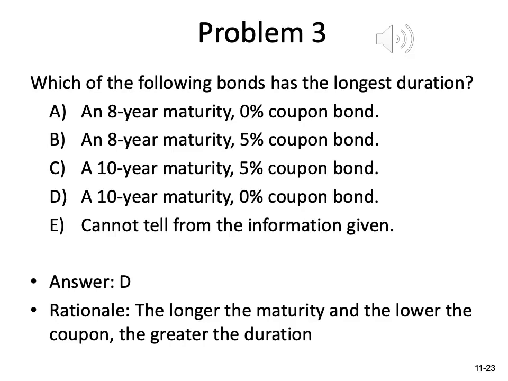C has a 5% coupon. D has 0% coupon, which means D is a zero coupon bond. For a zero coupon bond, the duration is 10 years, while for coupon bonds, the duration is going to be a number smaller but close to 10 years. So our answer is D. The zero coupon bond has the highest duration, which is 10.